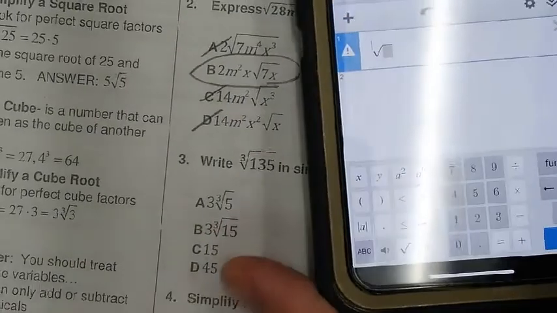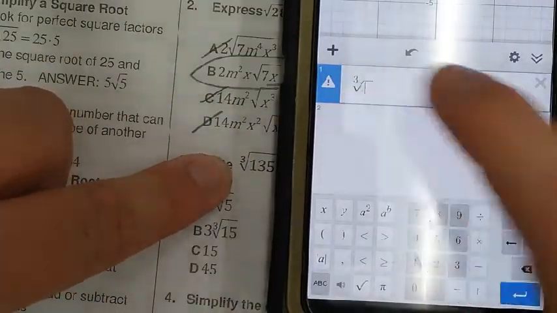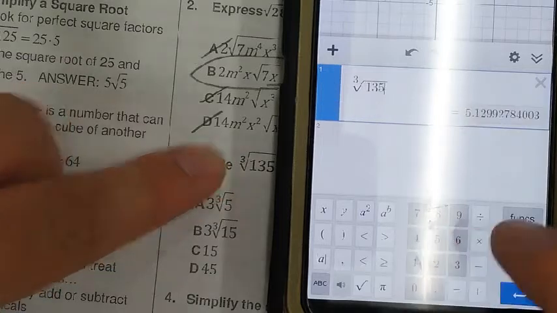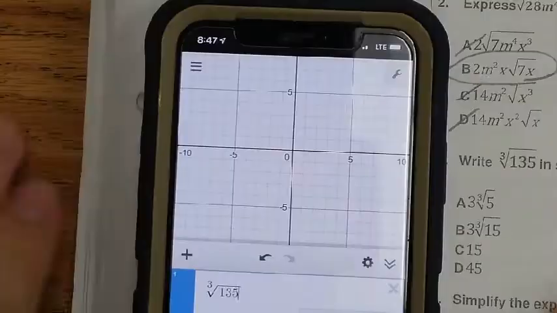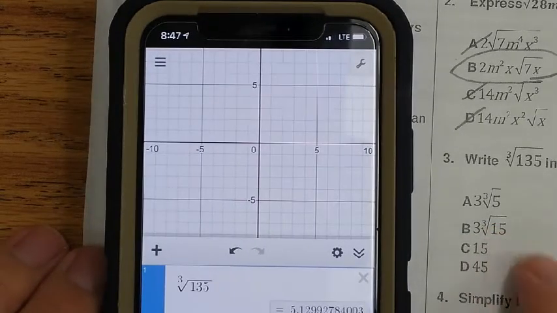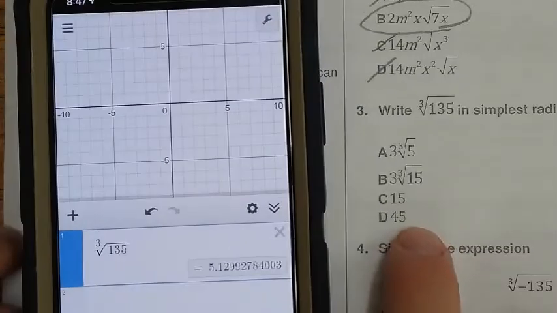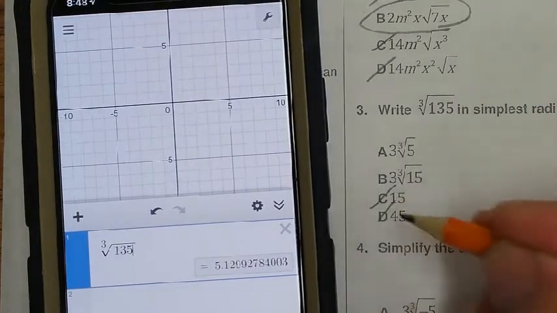So what you're going to do, where that N was, you're going to type in the 3. So the cube root of 135. So now we know which two can we automatically tell is not going to be? C and D. Those are whole numbers. So we know it's not going to be C and D.